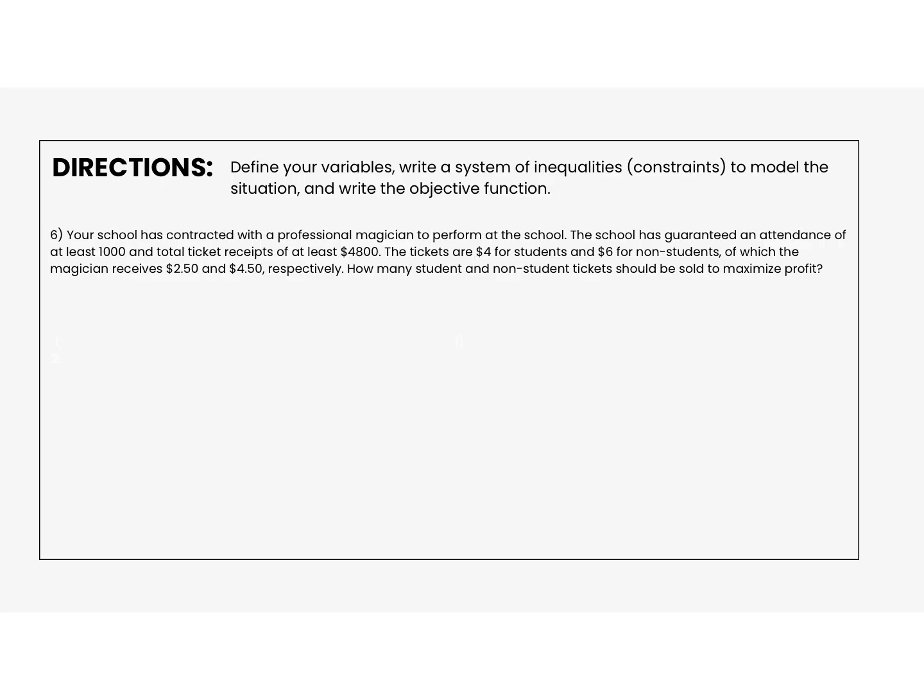Okay, so again, if we're looking at our objective function, what we're looking for there is the profit. We can come back to actually write that, but that's what we want out of this. We want to know, how can I make the most money? So let's go to our constraints. Actually, step back here. Let's do our variables. We have two different types of tickets. We have student tickets, so we'll just call that X, and then we have non-student, so we'll use Y for that.